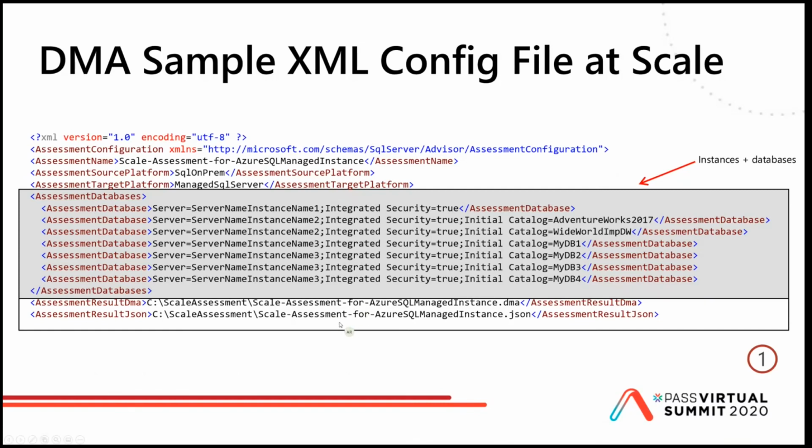So this is a sample configuration file which you will put together before you do the DMA assessment. What we have here is the instance name. You will specify the server where your database is, the database you want to assess. So you specify the instance name, you specify the database name. You have to put together a list of database servers you are planning to assess in a single assessment process.